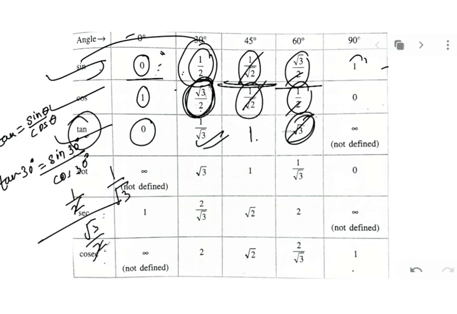Is that clear? Then you have sine 90 degree, that is 1, and cos 90 degree, that is 0. So you will get the value of tan 90 degree as sin 90 degree upon cos 90 degree, that is 1 upon 0. So this cannot be defined. Anything with the denominator 0 can be written as not defined. Is that clear?